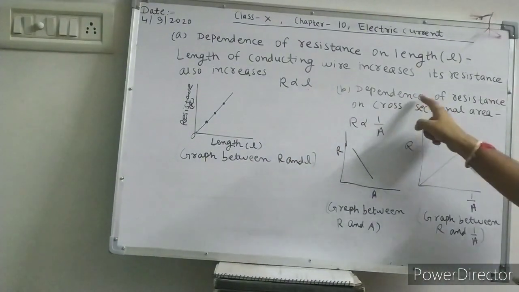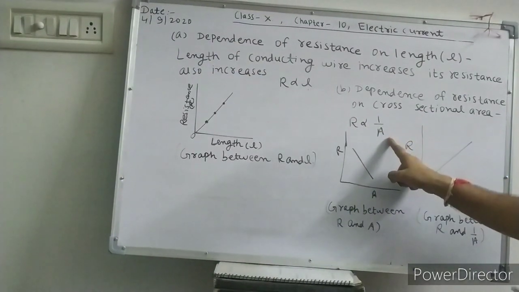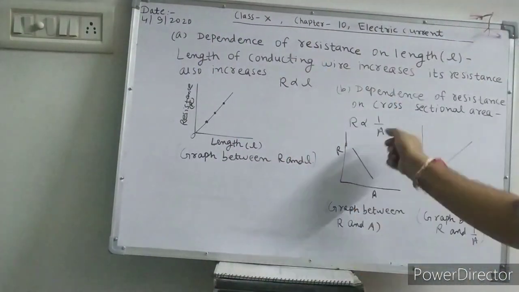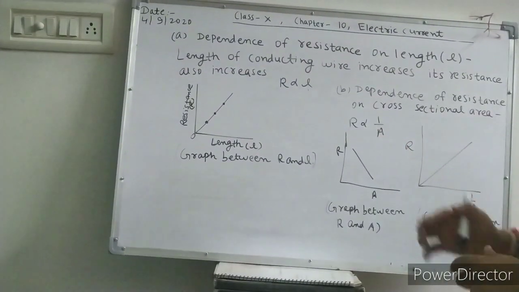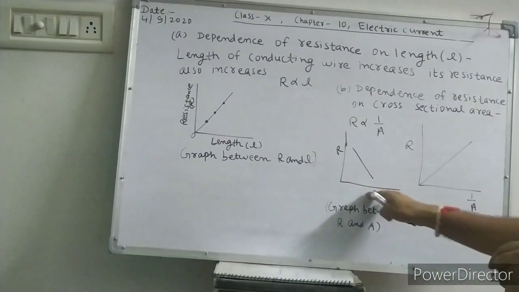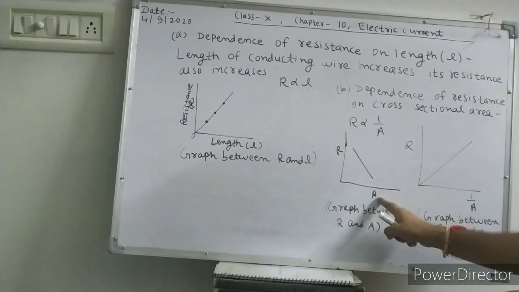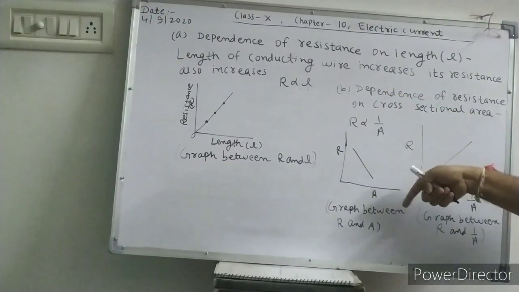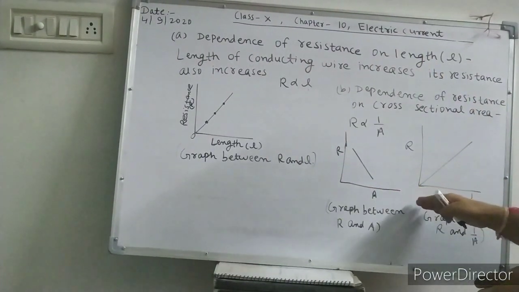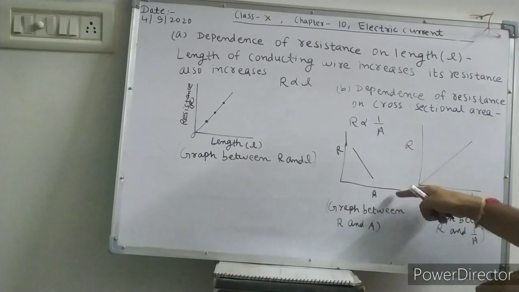Now second, the dependence of resistance on cross sectional area, R proportional to 1 upon A. Here R is directly proportional to 1 upon A, but inversely proportional to the cross sectional area. Meaning if you are increasing the area, resistance will decrease. So if you make the graph between R and A, it is a decreasing curve in this direction, because you are increasing the area and your resistance is decreasing. The graph will look like this.